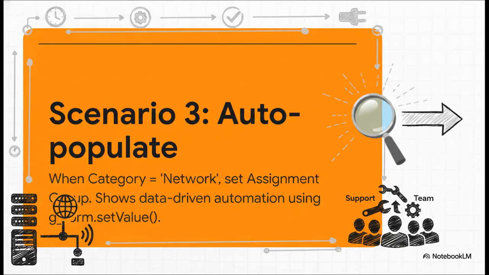Now for an efficiency question. When the category is set to network, I want you to automatically populate the assignment group with network support. What's the goal here? We're trying to save the user a click and stop them from making a mistake. It's a simple, helpful automation that happens right in front of their eyes. So it's a client-side thing. A simple OnChange script using g_form.setValue makes the user's life just a little bit easier.